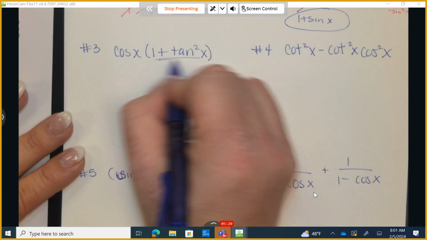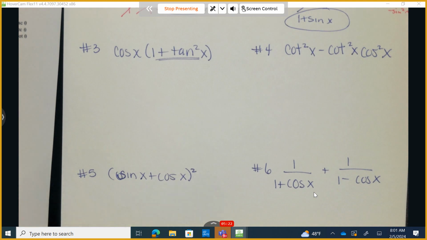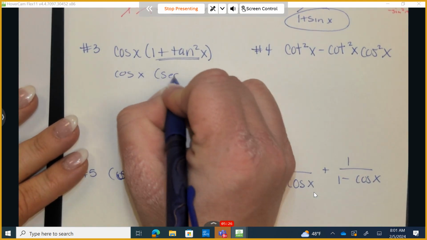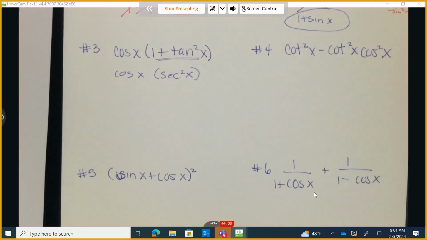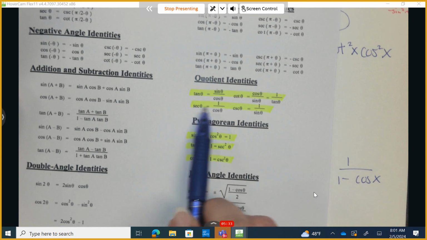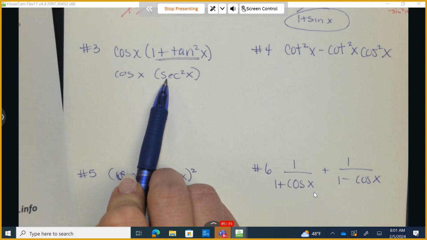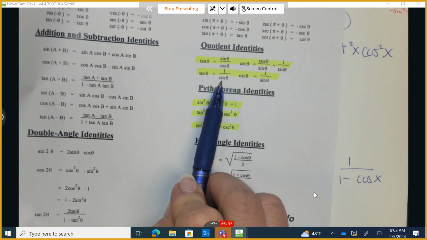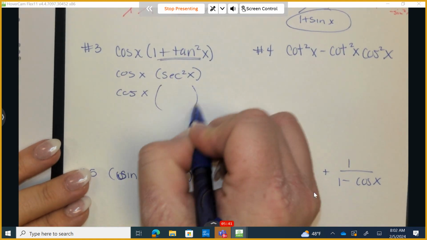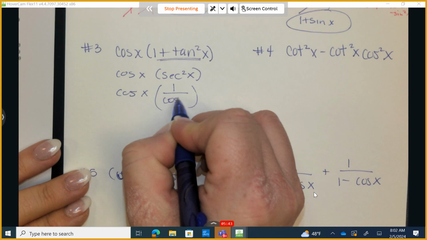So I'm going to replace this portion with secant squared. So I have cosine of x times secant squared x. Now I know that secant is the reciprocal of cosine, so I can rewrite secant squared as 1 over the cosine squared. Make sure you're keeping up with these notes.